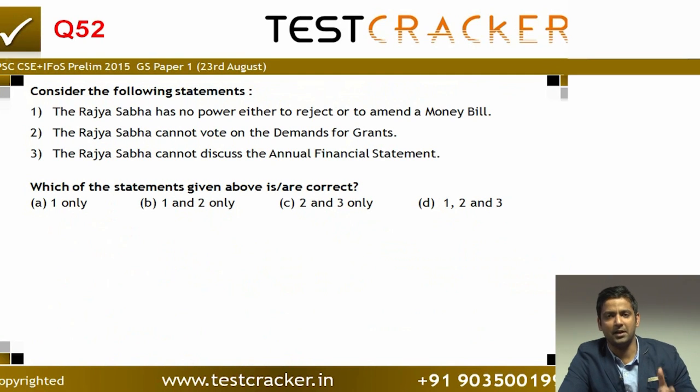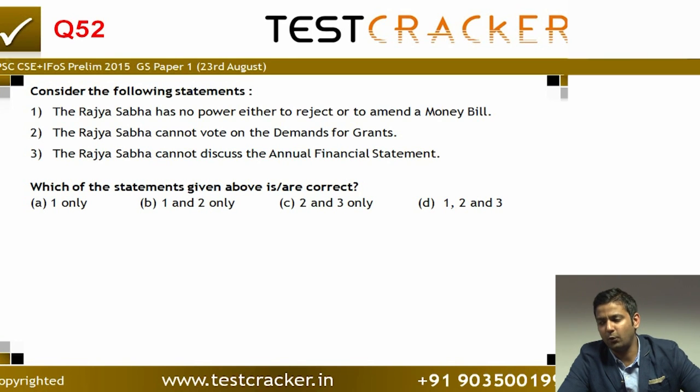Next is a standard question from polity, right? Rajya Sabha and what it cannot do. So Rajya Sabha, we know, can do nothing about money bills other than have a look at the bills, make suggestions which may or may not be accepted, right? So that is what Rajya Sabha can do maximum with money bills. So obviously 1 is correct, it has no power either to reject or to amend a money bill. It can only read the bills and make suggestions to the Lok Sabha.